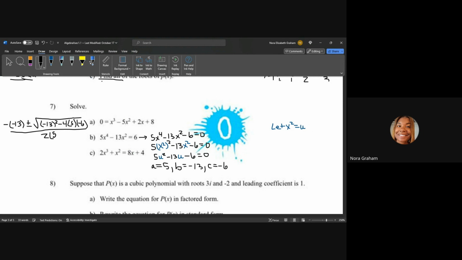Again, if you want to see me use algebra to solve this all the way down, put something in the comments and I could show you each and every step. But just for time of the video's sake, I'm going to tell you what it's going to be. So this is going to be 13 plus or minus, and I believe that's 17 over 10.